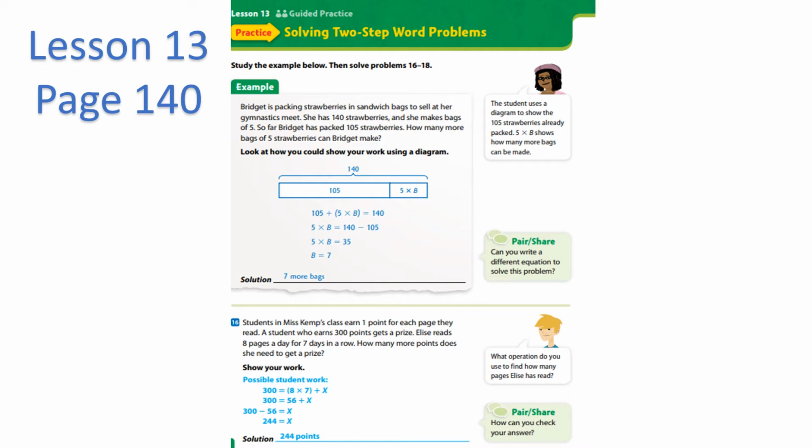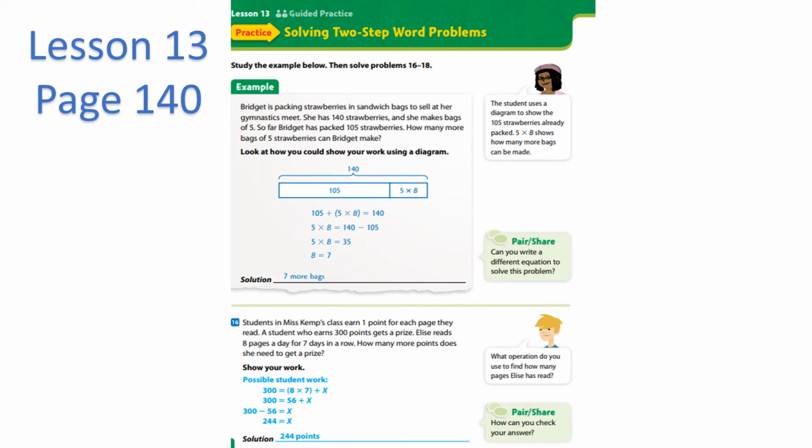Okay, so there's lots of information that's important in this problem and a lot of stuff to process as we think about this problem. All right, so let's think about what we already know. Elise has read 8 pages a day for 7 days. So we know that 7 times 8 equals 56. So Elise has read 56 pages.